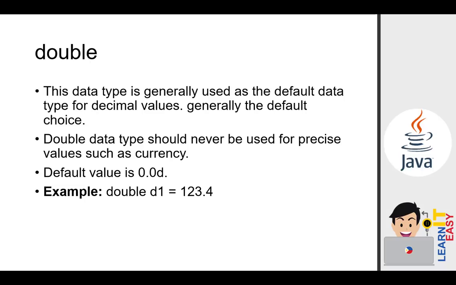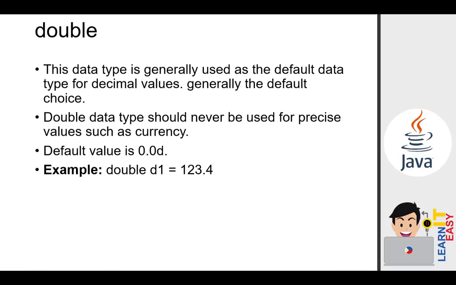Although, hindi required na ilagay yung format na d do sa dulo kagaya ng float. So, dito hindi siya required. For example, double and then space, the variable name d1 is equals to 123.4 at hindi required na ilagay yung d dun sa dulo. So, that is the data type double.